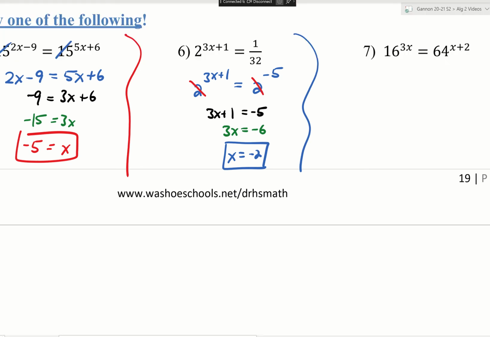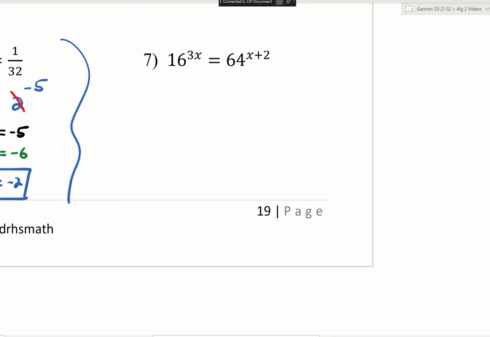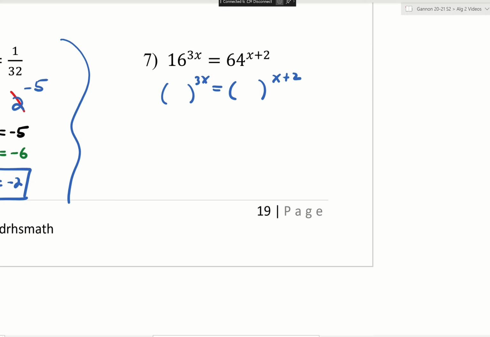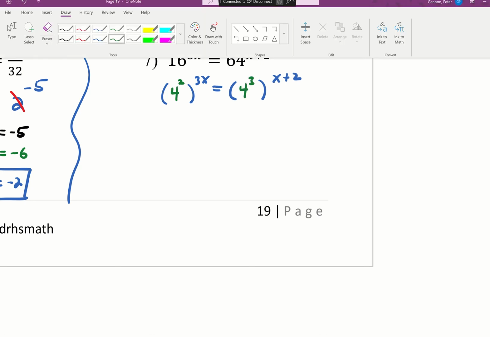All right, and then if you take a look at number 7, we've got exponentials on both sides, but they do not have the same base. And I cannot write 64 as a power of 16. So we've got to start by changing the base on both sides. So the question is, what base will 16 and 64 have in common? The answer is 4. 16 is 4 squared. 64 is 4 cubed.